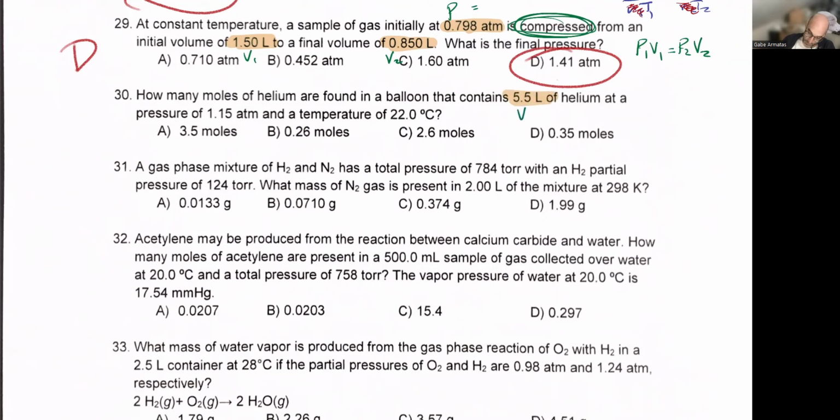Helium at a pressure, so we've got a pressure. Okay, so that's pressure, and a temperature. The first thing I want to think about is temperature, which is 22 degrees Celsius plus 273, right? So we always want to change it. So, 295 K. We always want it in Kelvin because you can't have a negative temperature.